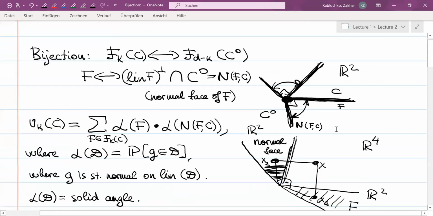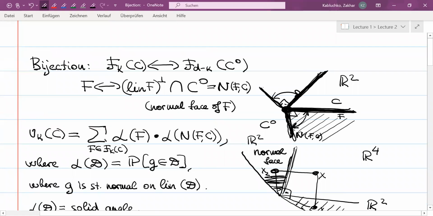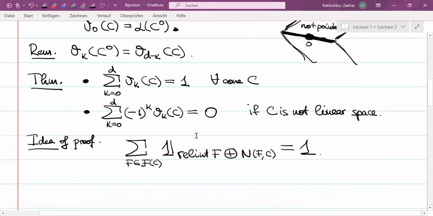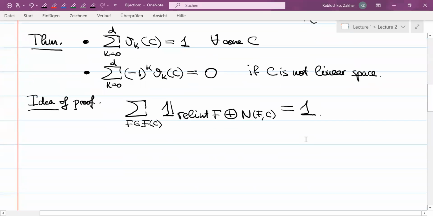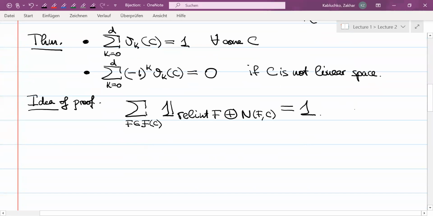Just look at, say, this picture. If I take F, this one, and take the orthogonal sum with the normal face, then I get this. If I take this one-dimensional F and orthogonal sum with the normal face, I get this. Then I can get this, and I can get this, and together it is the whole space. So the whole space can be decomposed in such direct products, and the sum of the indicator functions is 1. It's more or less evident from the definition, so this is approximately trivial.